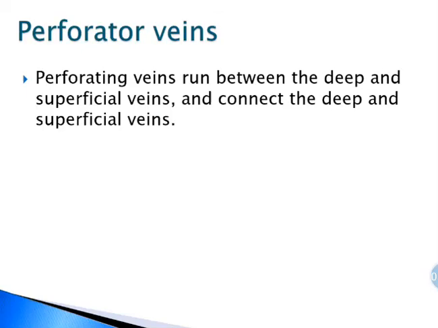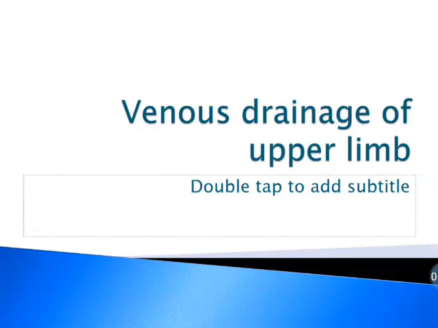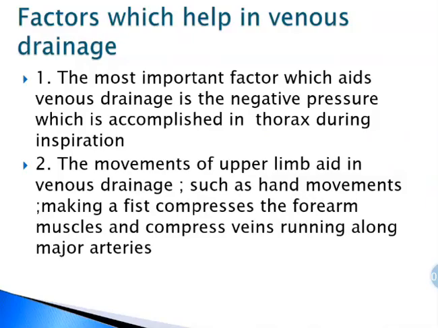Perforator veins. The perforator veins run between the deep and superficial veins. So they connect deep veins with superficial veins. Venous drainage of the upper limb. The factors which help in venous drainage of upper limb are: the most important factor which aids venous drainage is the negative pressure which is accomplished in thorax by the act of inspiration.